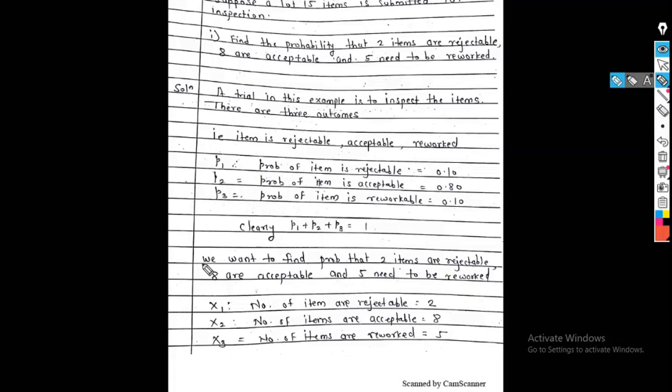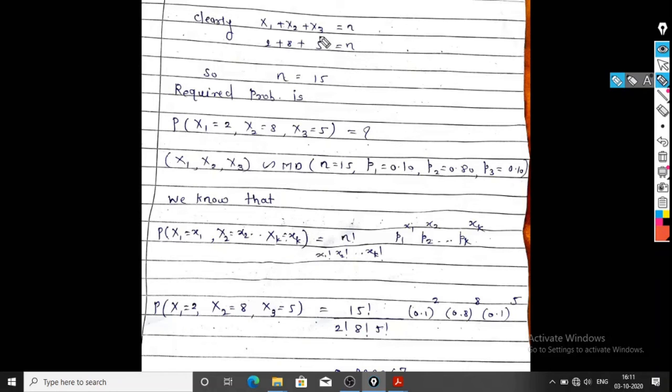And we want to find the probability that 2 items are rejectable, 8 are acceptable, and 5 need to be reworked. So x1, the number of items that are rejectable, is 2. x2, the number of items that are acceptable, is 8. And x3, the number of items that are reworked, is 5. Again we know that the summation of xi, i running from 1 to k, is equal to n in the multinomial distribution. So 2 plus 8 plus 5 is equal to n. So n is 15.